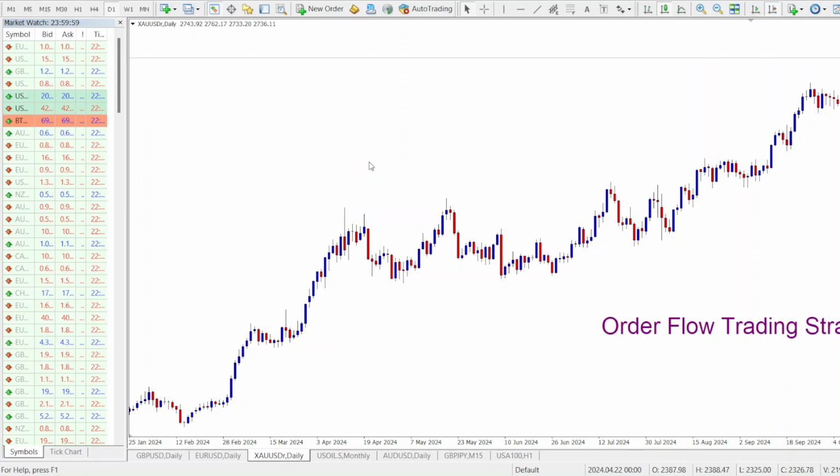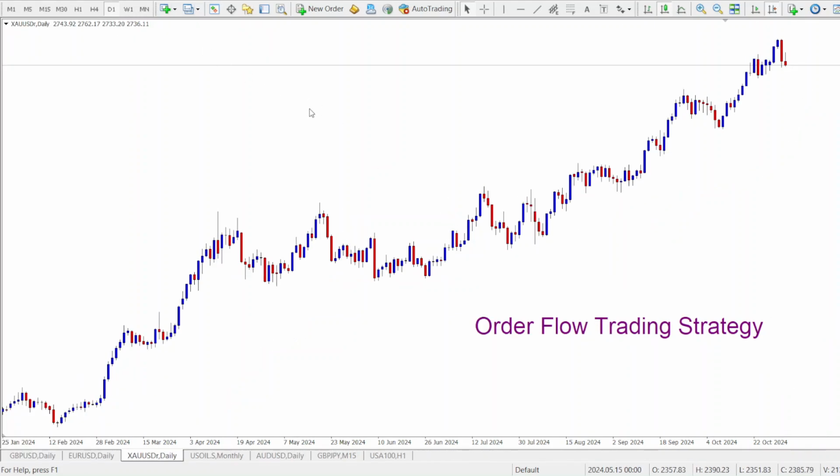And lastly, always stay aware of market news that can influence order flow. It's very important.